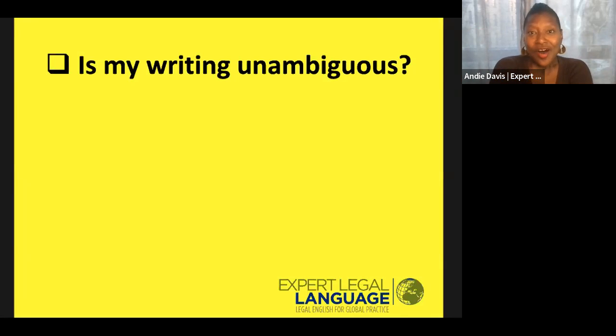And finally, after all of this is said and done, you've gone through this checklist, you need to sit back and ask yourself, is my writing unambiguous? Have I been crystal clear in my advice, in my analysis, and in my guidance to the reader or to your listener? Let's look at some examples of ambiguity.